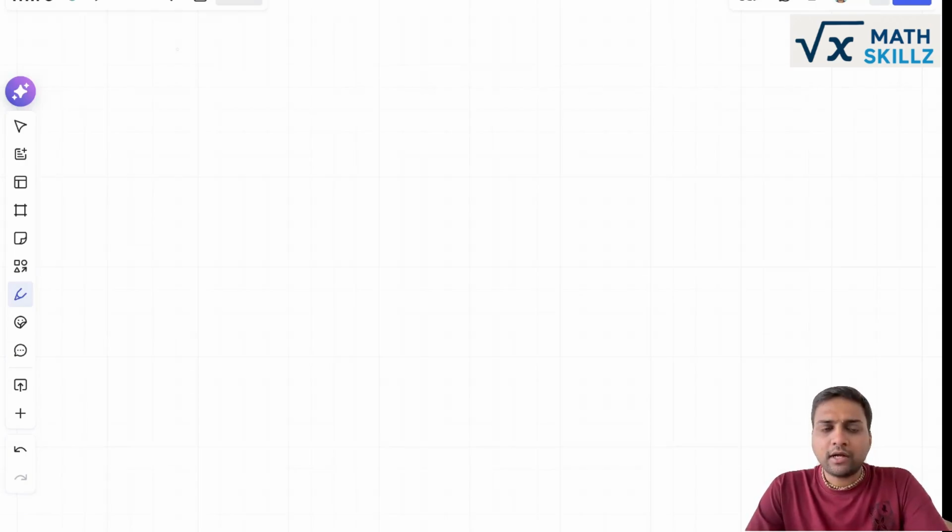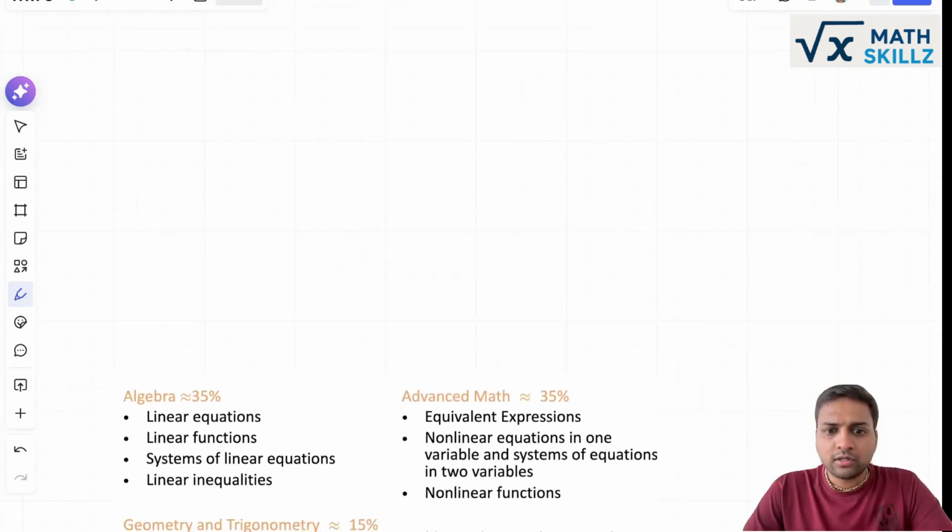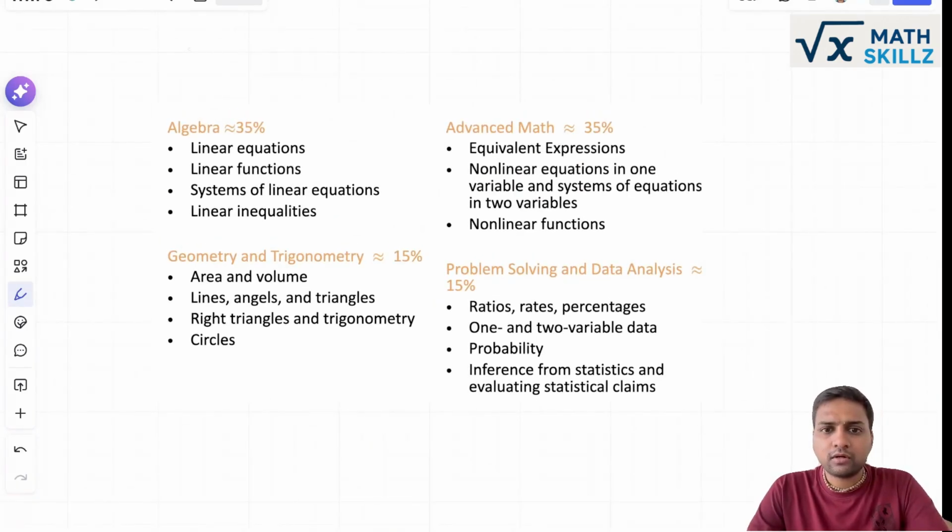Now let us come to the syllabus, how the different topics are weighted for SAT exam preparation. We have majorly four categories. First is algebra. It is almost 35% of the questions you can expect from algebra. It has subtopics like linear equations, linear functions, systems of linear equations, and linear inequalities. Then coming to advanced math, you can expect questions based on equivalent expressions and non-linear equations, and this also holds 35% weightage.